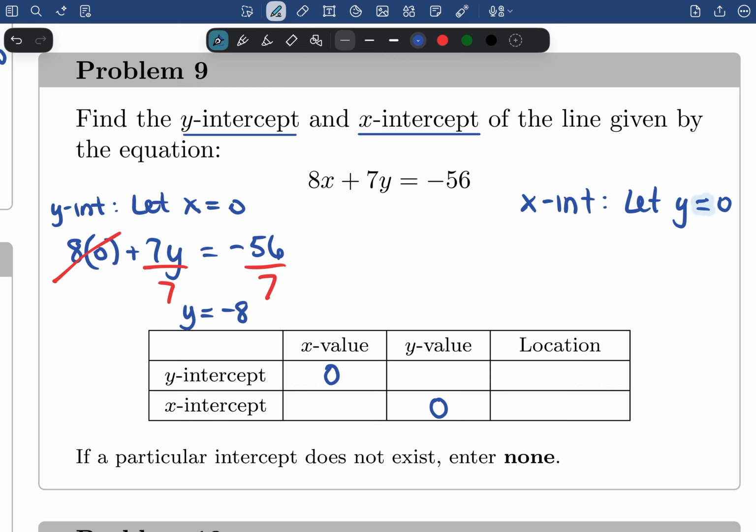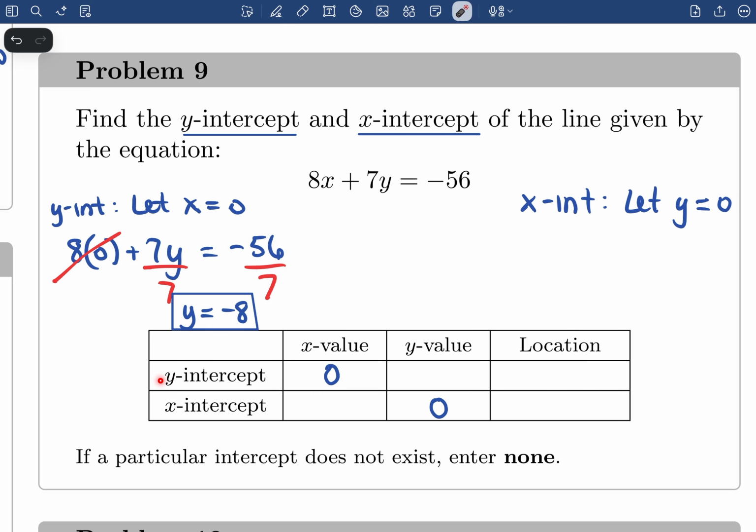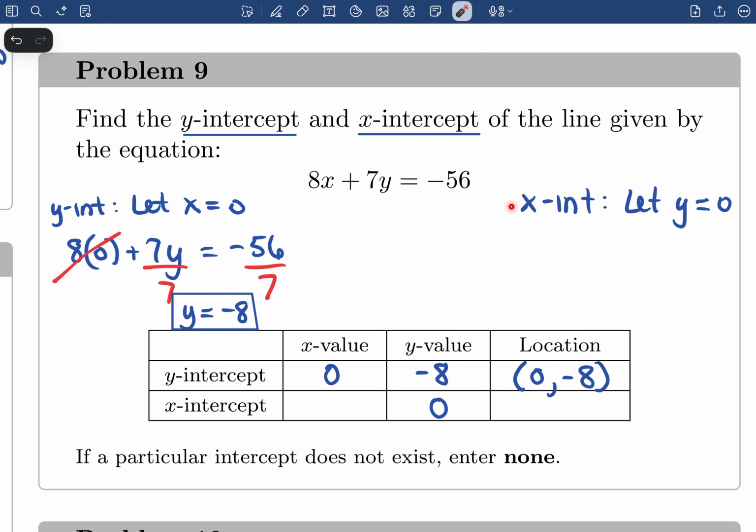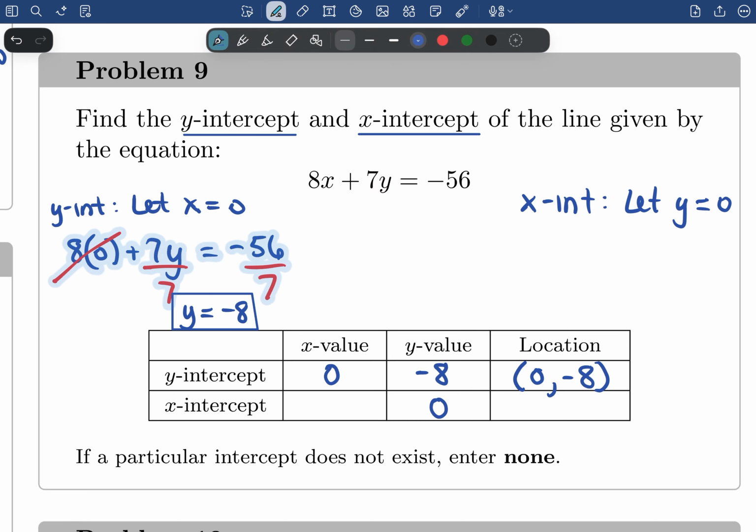All right. So I have found the y value in my y-intercept. So I go to the y-intercept, its y value, I input negative 8. And then I can write the location as an ordered pair. So that's x is 0, y is negative 8. Okay, we finished the y-intercept information. Let's move over to the x-intercept on the right side here. So I'm going to let y equal 0. I go to this y, turn it into 0, rewriting everything. I have 8x plus 7 times 0 equals negative 56.